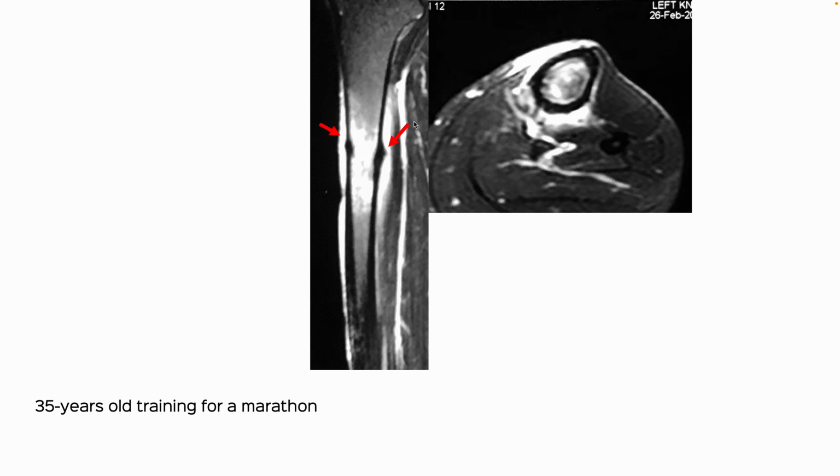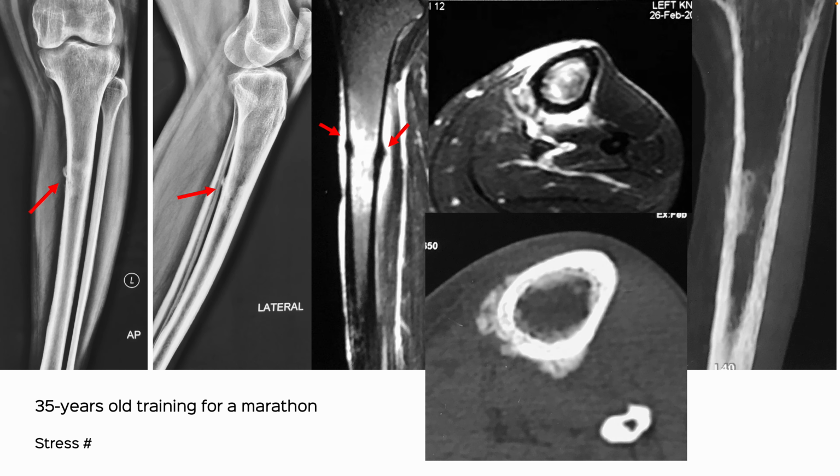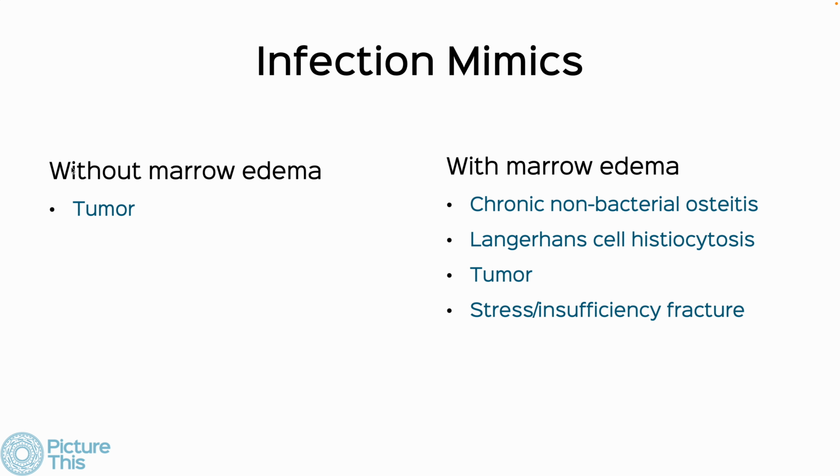Usually the history helps. So this is a marathon runner who had pain in the tibia. We see marrow edema, and you see these areas of cortical thickening. This is highly suggestive of a stress fracture, and that was confirmed on CT, where you see callus formation and this irregular periosteal reaction with callus on the X-ray. But it is the earlier one that can be a problem when you're not aware of what can happen with stress and insufficiency fracture.